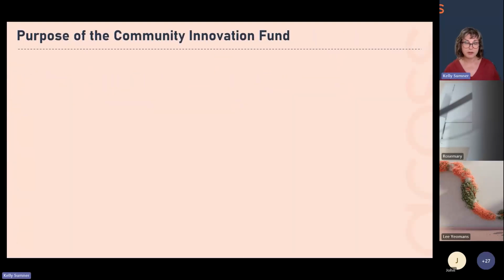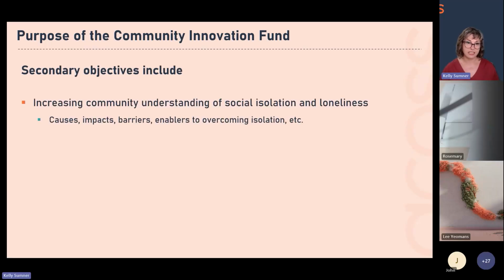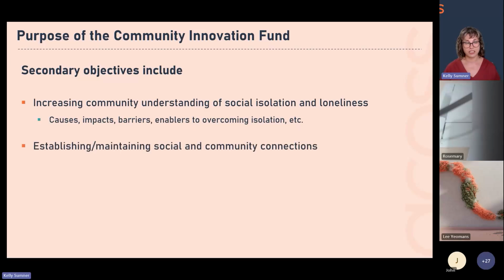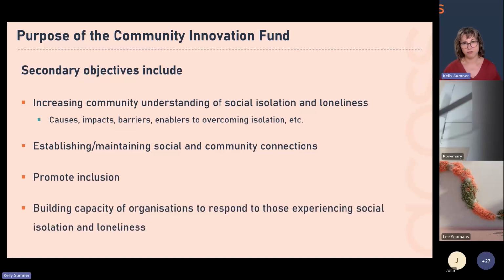There's also some secondary purposes to the Community Innovation Fund. We've got increasing community understanding of social isolation and loneliness, including the things that create barriers to engaging with social groups or activities, support networks, all of those sorts of things. We want to see participants getting greater community connections, reduced exclusion or marginalisation, and even building the ability of local organisations or groups to respond to people who are in the process of experiencing isolation or loneliness.